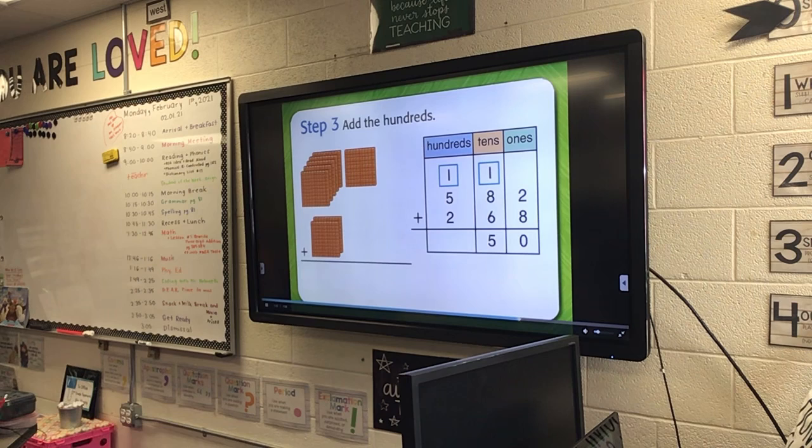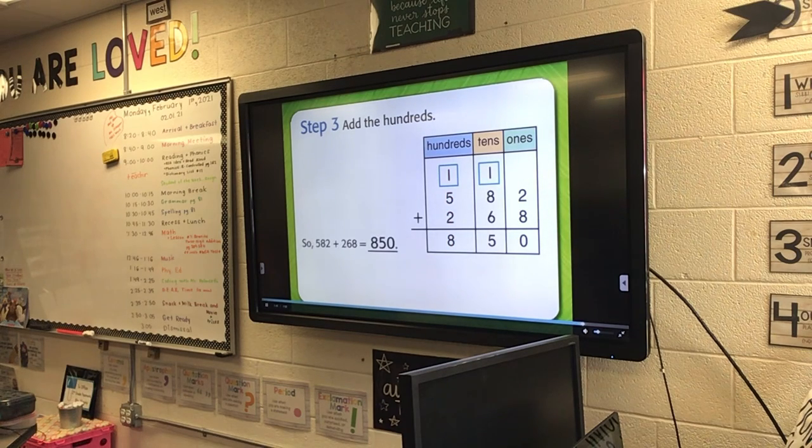Now we add the hundreds. 100 plus 5 hundreds equals 6 hundreds. 600 plus 2 hundreds equals 800. We write an 8 in the hundreds place. So 582 plus 268 equals 850.